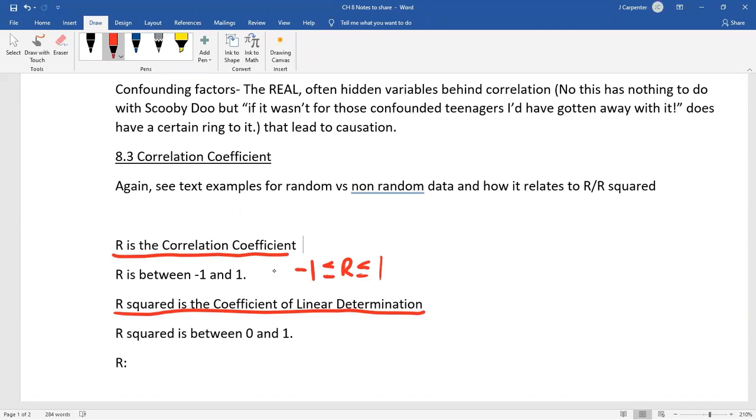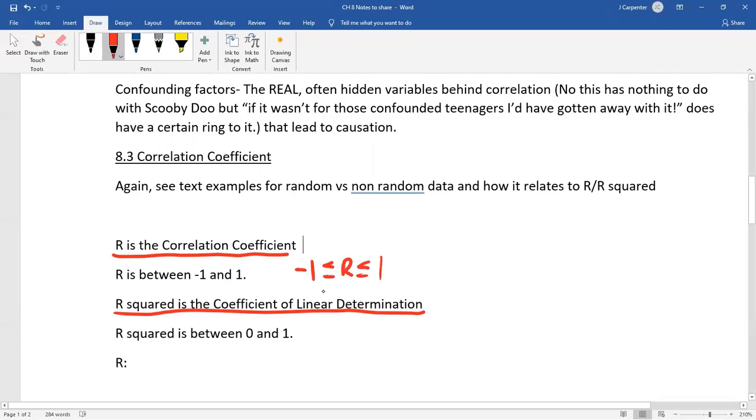Now Excel does not display R. It only displays R squared. Honestly, I really do not care about the R value. I care about the R squared value. There's only one thing that R can tell us that R squared can't, but if you have the picture in front of you, the graph itself can tell you the thing that R was going to tell you. So in my opinion, R is unnecessary as long as you have the picture. R squared and the picture give you everything you need.